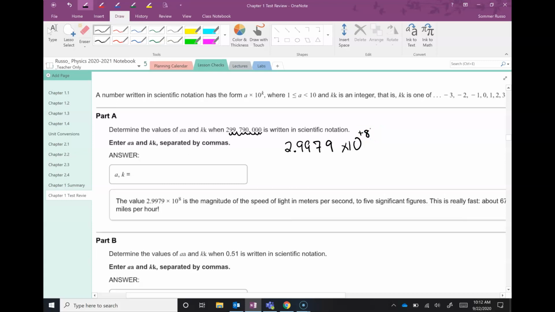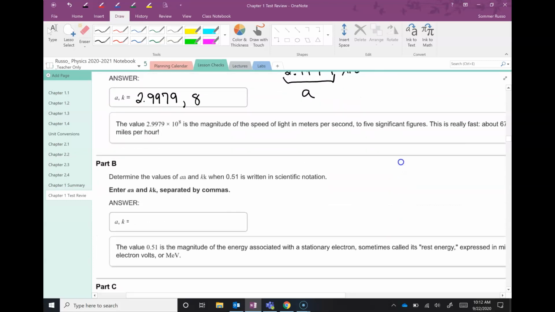What we're looking at here, according to the directions, is this is A and this is K. So when I write this, it's going to be 2.9979, comma 8. Okay.